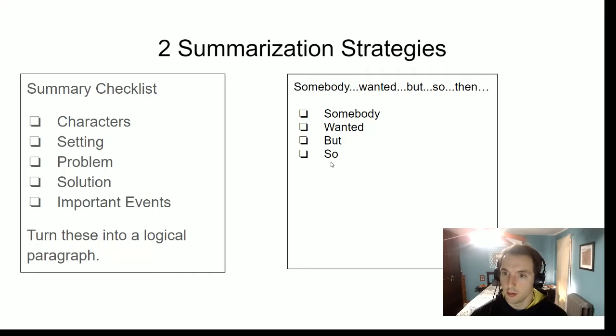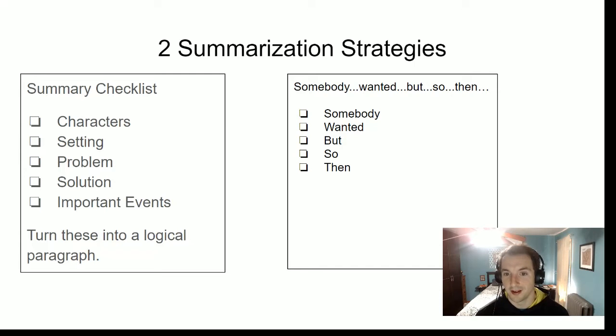Next is the so. A character has a problem. They're usually going to do something about it. That's the so, what they do to try to solve that problem. And then is usually the result of them trying to solve that problem. Sometimes it gets solved, other times it creates a new problem.